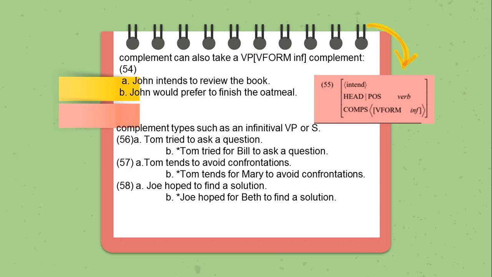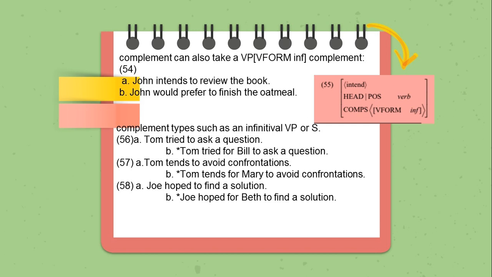In 54, A. John intends to review the book. B. John would prefer to finish the oatmeal. And in 55, look at the picture. And then complement types such as an infinitive VP or S.